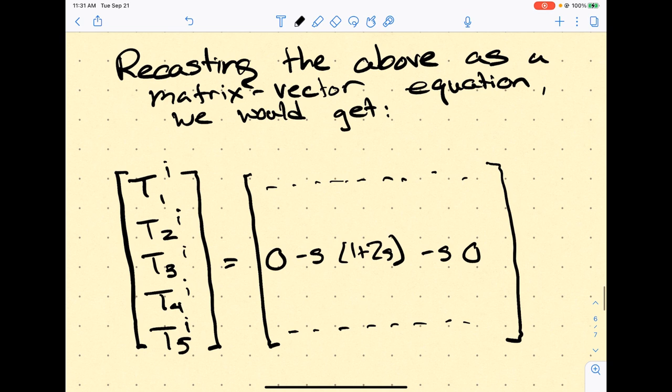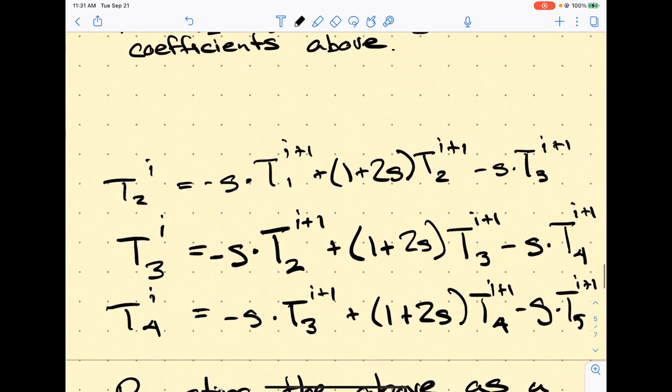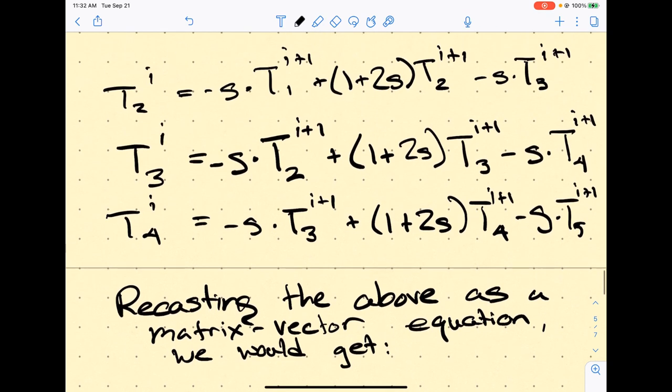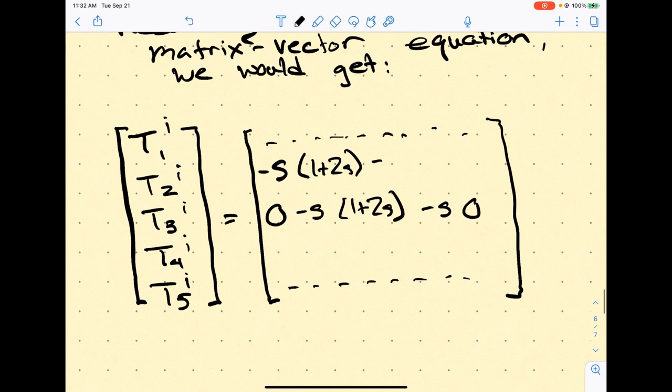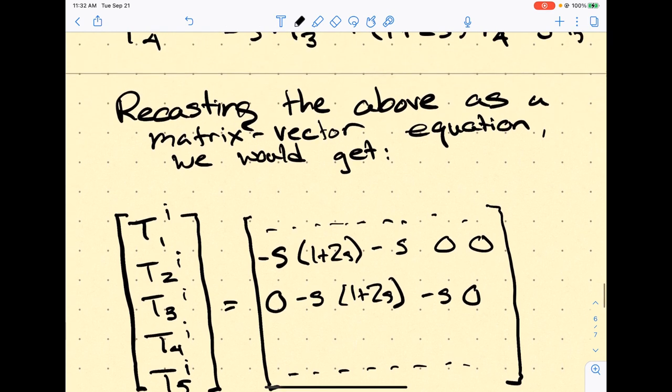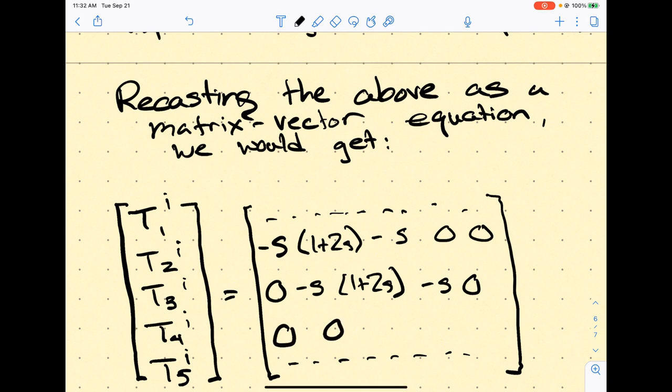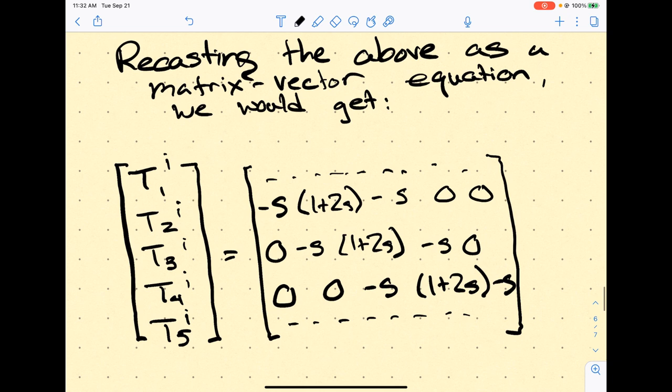And in the temperature equation 2, T1 does appear, and it's multiplied by minus s. So the first element here is minus s. The next element is 1 plus 2s. And then T3 appears. It's multiplied by minus s. And then we have 2 zeros. And similarly for T4, temperature 1 and temperature 2 do not appear. So this would be 0, 0. And again, we're going to have this same pattern here, right? So minus s, 1 plus 2s, minus s. So that's our matrix, and there are some special characteristics of this that I'll talk about in a second.